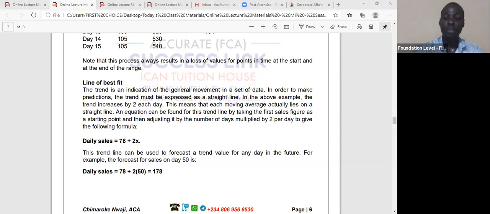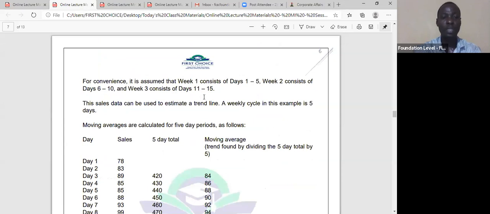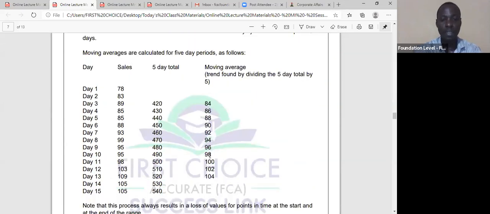How do we do it? You start with 2 multiplied by 50, because of BODMAS: anything with brackets goes first, which is 100. Then you add 78 to it, 178. Let's predict for day 10 and see what's going to happen. 10 times 2, which is 20, and you add 78, gives you 98. So day 10 gives you 98 as the trend line. So you have calculated your trend line value of 98.